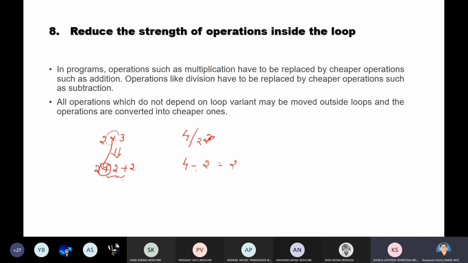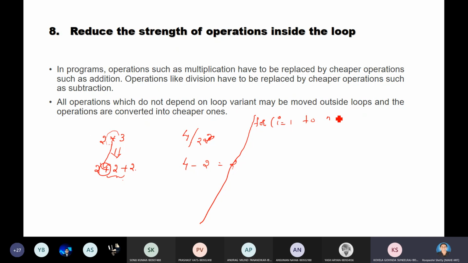Next, if there are some variables inside the loop which are independent of the looping variable, they are not modified with respect to the loop. Every time you run the loop, the value of those variables remain the same. Such variables can be moved outside the loop. For example, I will write a simple example.